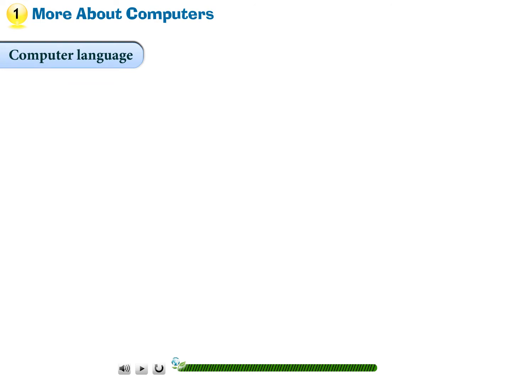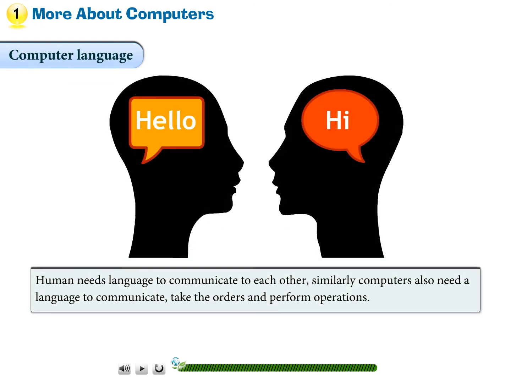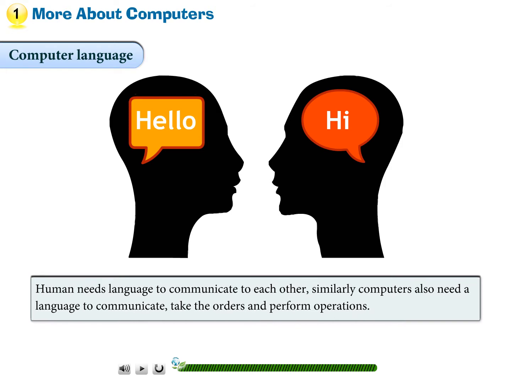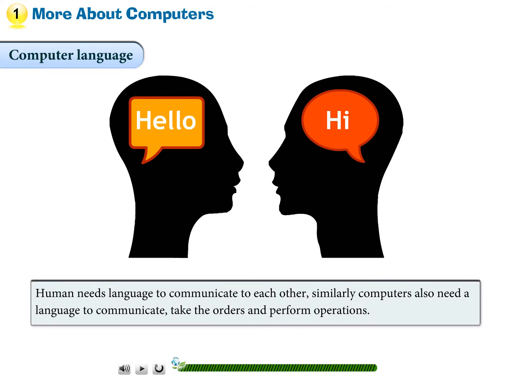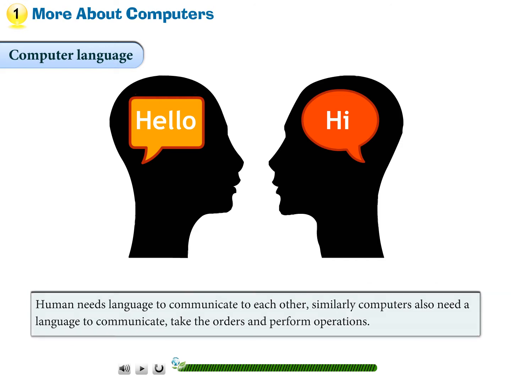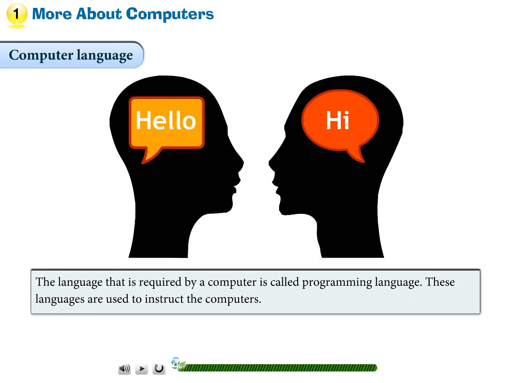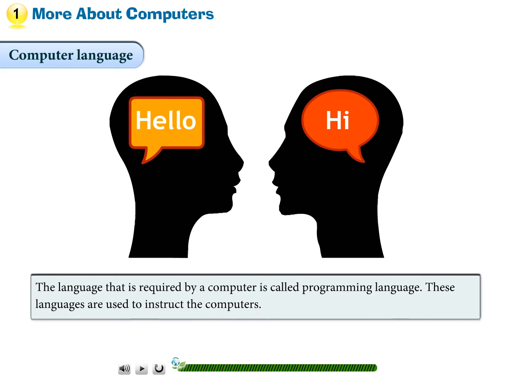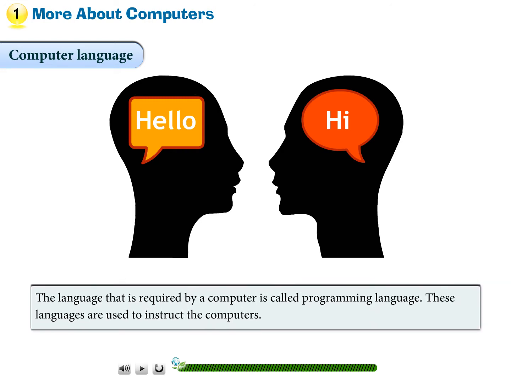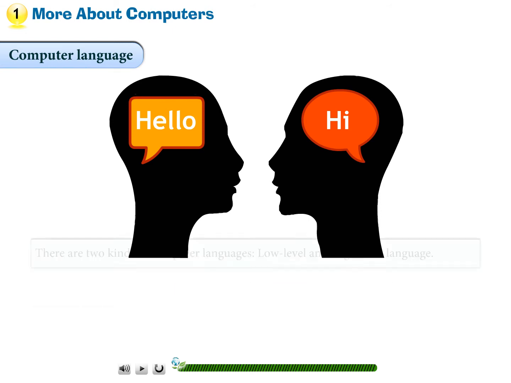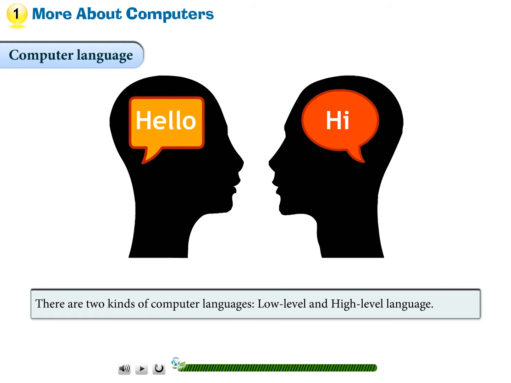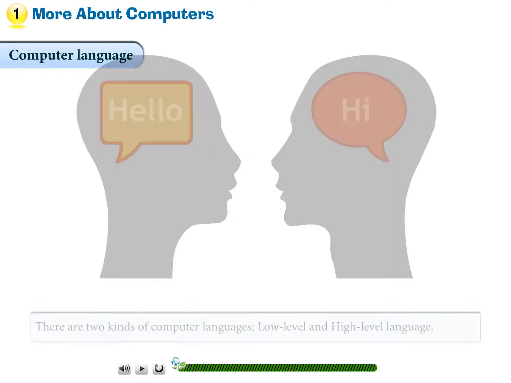Computer language. Humans need language to communicate with each other. Similarly, computers also need a language to communicate, take the orders, and perform operations. The language that is required by a computer is called a programming language. These languages are used to instruct the computers. There are 2 kinds of computer languages: low-level and high-level language.